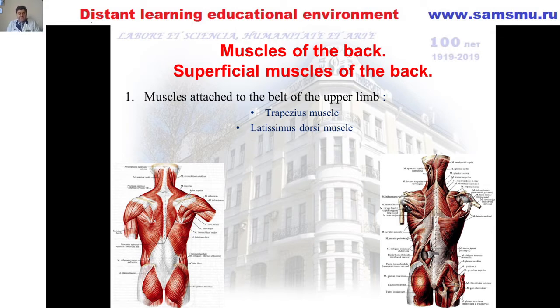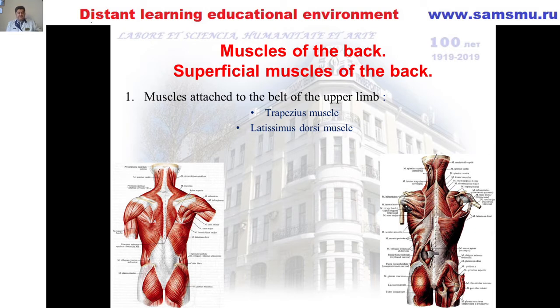From the site of their origin, the fibers of the latissimus dorsi muscle pass upward and laterally in a converging manner, embrace with their upper edge the inferior angle of the shoulder blade, and approaching the humerus are inserted into the crista tuberculi minoris.